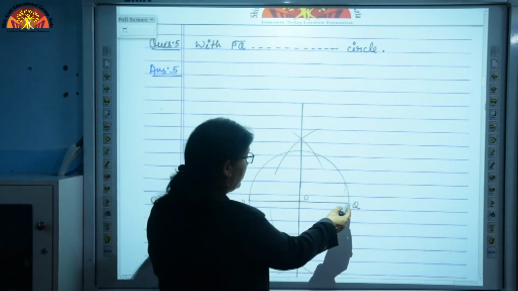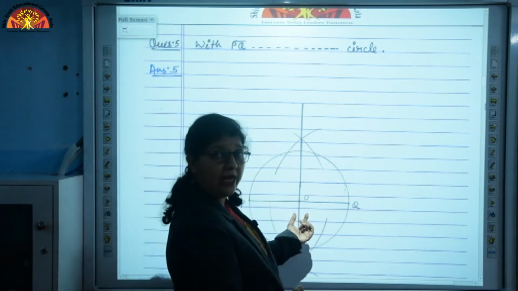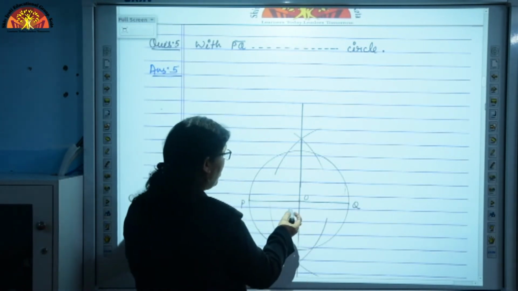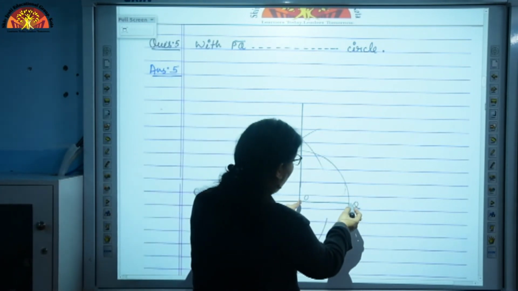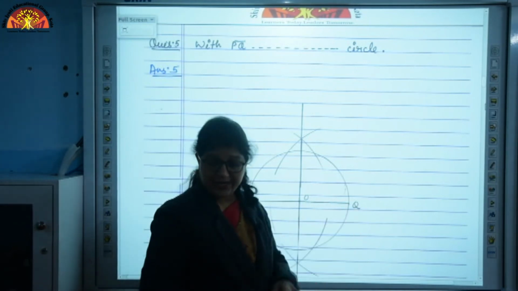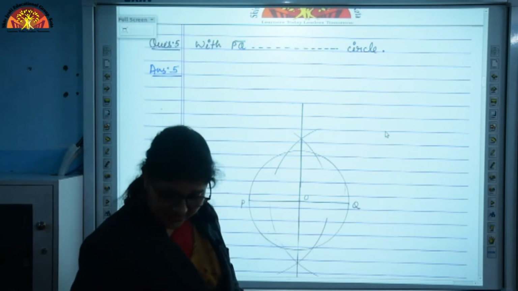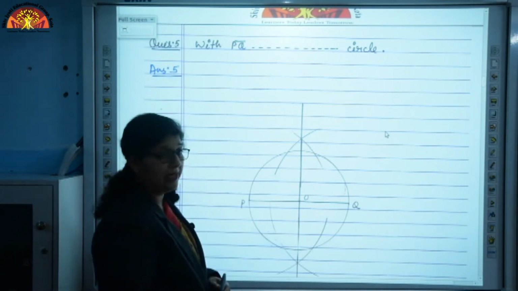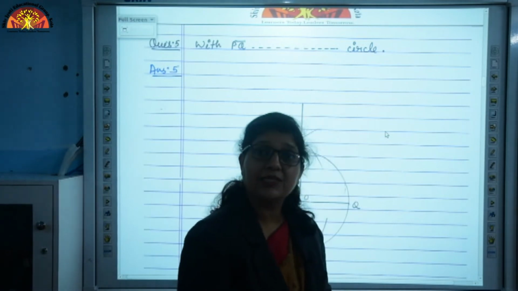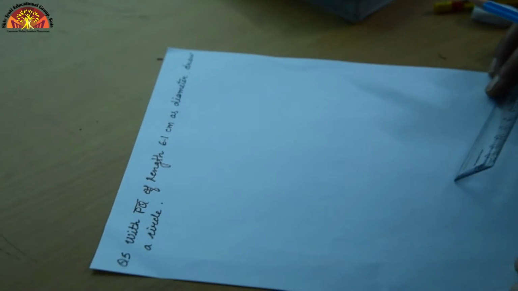You will draw the perpendicular bisector of PQ, and this 6.1 centimeter will be divided into 2 equal parts. Now as a radius, OQ, meaning half of the diameter, what is that? The radius of the circle. Look here, this type of figure we will get. Let us see this construction on the page. Next question is, with line segment PQ of length 6.1 centimeter as diameter, draw a circle.